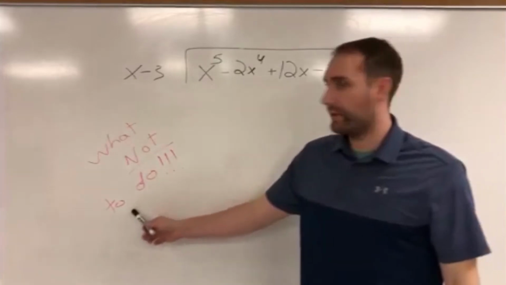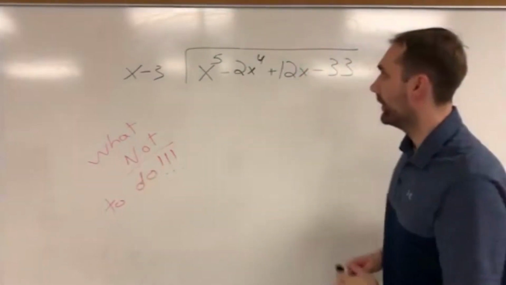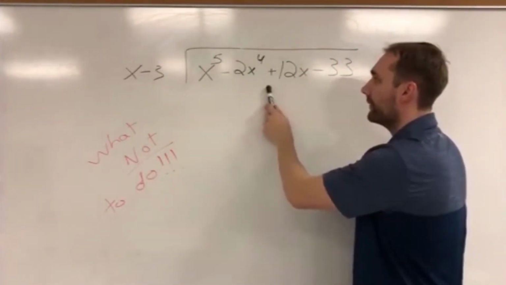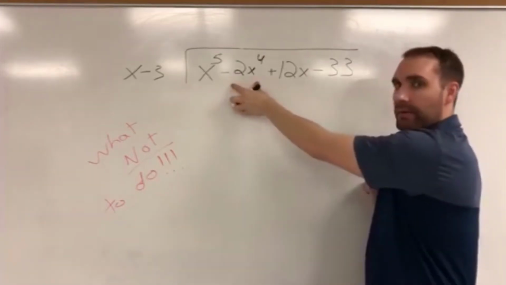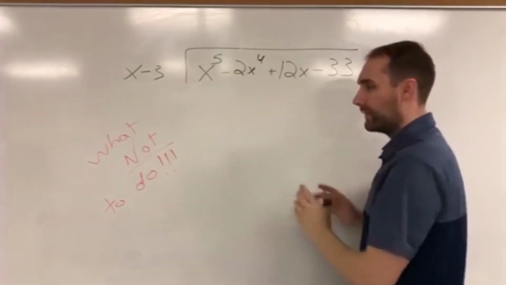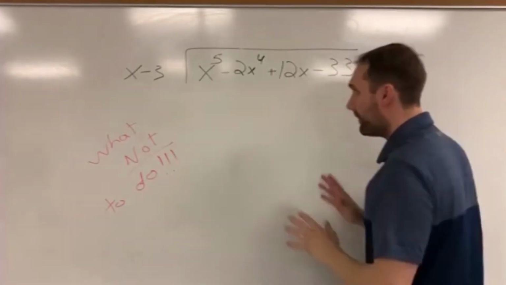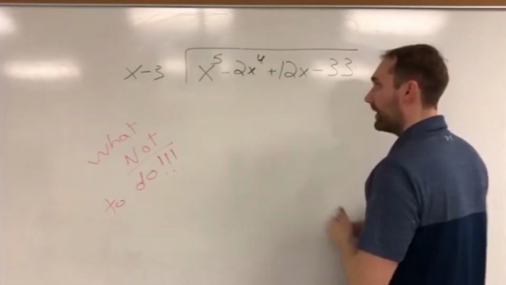So I made a little note here because I'm going to show you what not to do. Why it's important that you have to fill these holes here. This 0x cubed, 0x squared. Notice I changed the problem up a little bit so that it'll work out so that I can show you what may happen. So let's work this out as we have been.